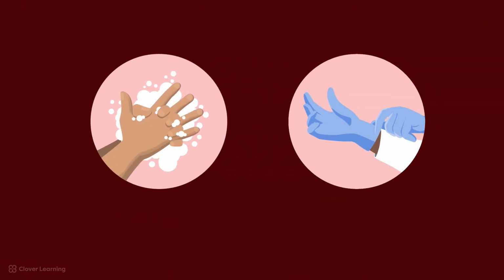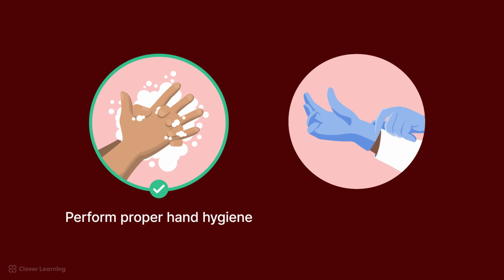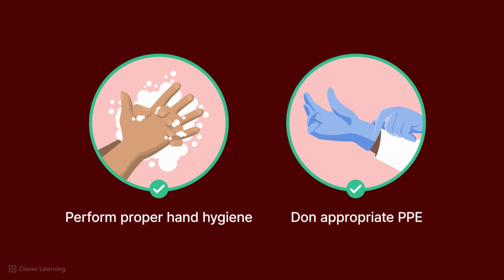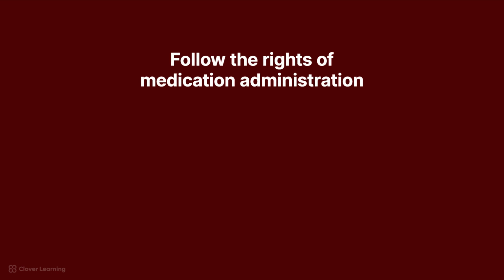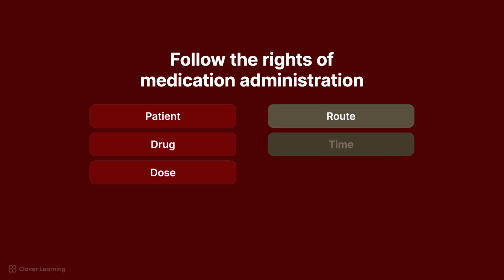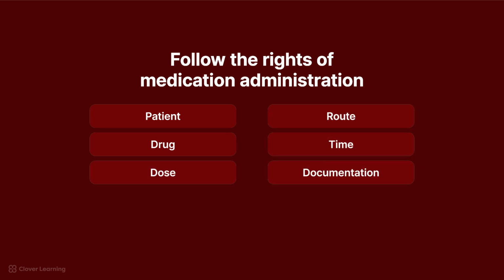As with all medication administration, you should perform proper hand hygiene and don appropriate PPE before administering medications for cardiovascular disorders. Additionally, you want to be sure to follow the rights of medication administration, ensuring the right patient, drug, dose, route, time, and documentation, with added precautions to avoid contaminating medication packages.